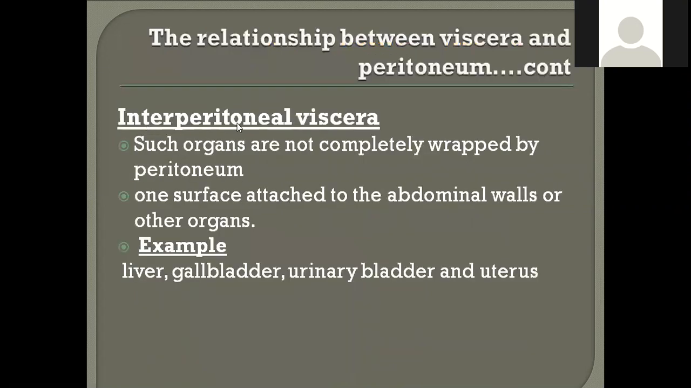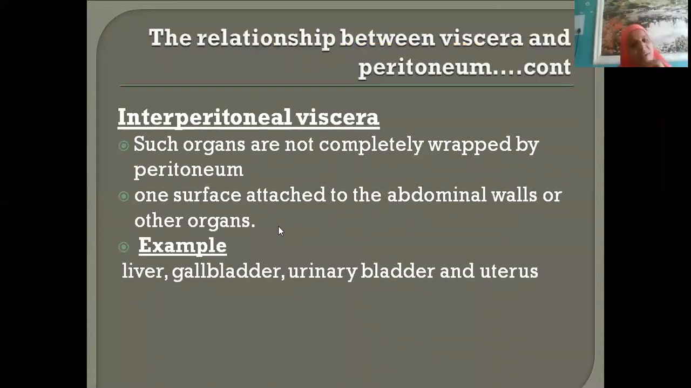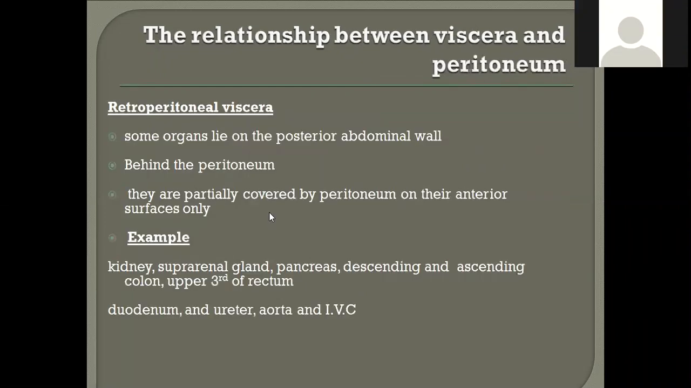Then interperitoneal. Interperitoneal means what? Between the peritoneal folds we are finding the visceral organs. If you remember from lower down, between the peritoneal folds we had the urinary bladder, and between the peritoneal folds we had the uterus, in the initial picture. That means organs are not completely wrapped by peritoneum. One surface is attached to the abdominal wall or other organs. For example, urinary bladder and uterus. The other organs like that are the gallbladder and liver also. I'll show you the picture again.